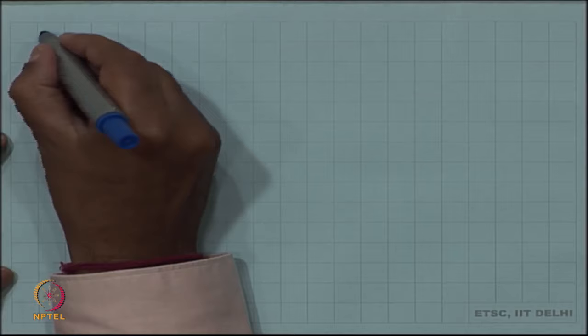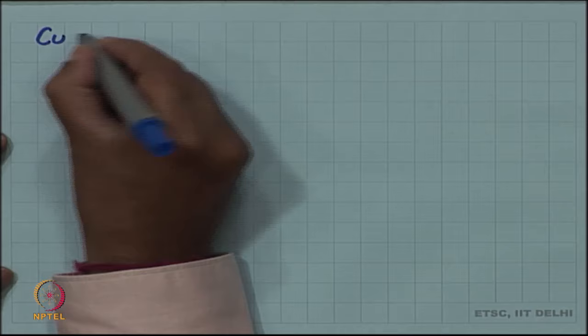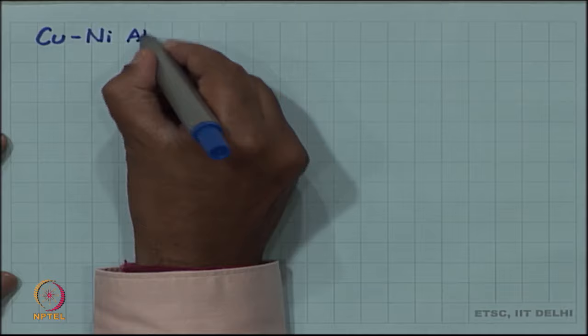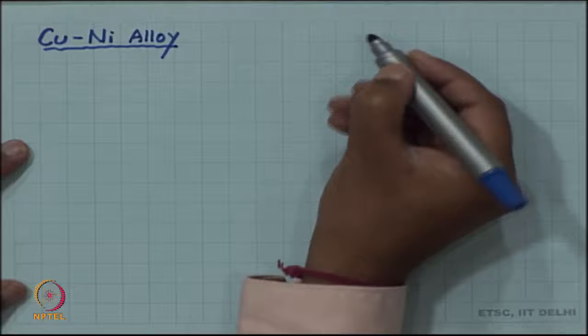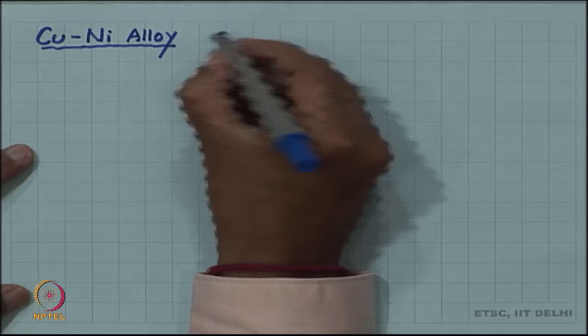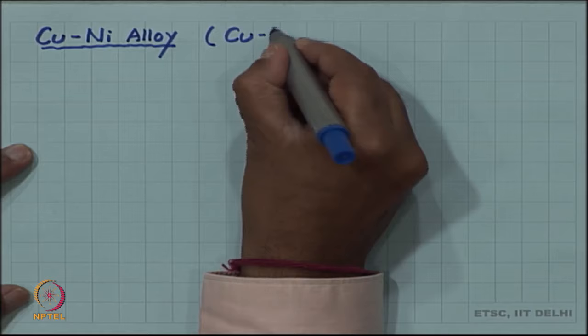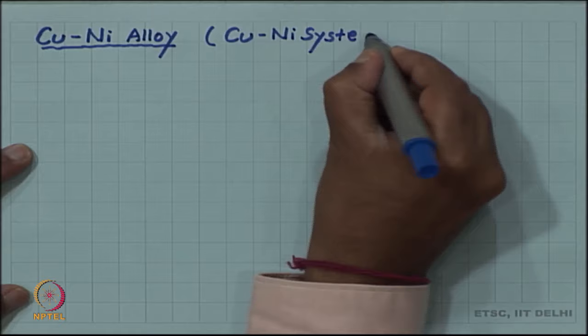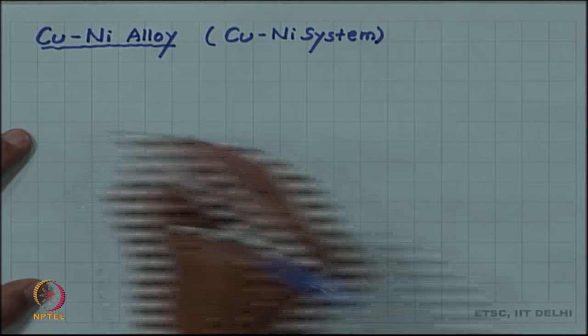As an example, copper nickel alloy. In phase diagram jargon or phase diagram terminology, alloys are also sometimes called systems. So, you can say copper nickel alloy or you can say copper nickel system. Now, let us look at some basic facts about copper and nickel.